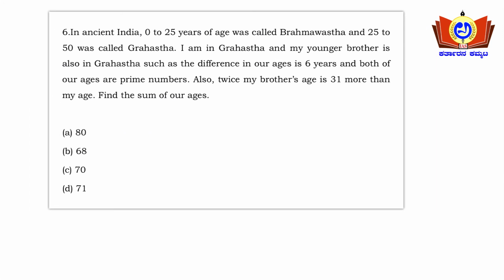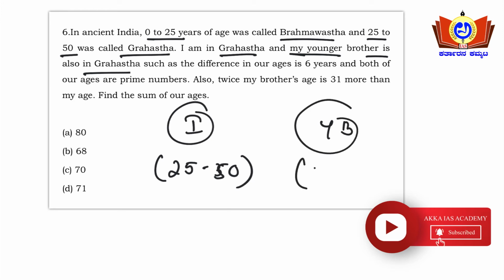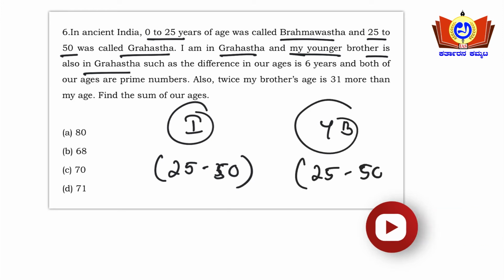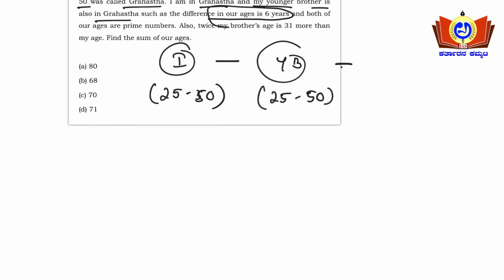In ancient India, 0 to 25 years age was called Brahmacharya, and 25 to 50 was called Grihastha. I am in Grihastha, which means my age will be between 25 and 50 years. And my younger brother is also in Grihastha, so my younger brother's age is also between 25 and 50 here, such that the difference in our ages is 6 years. So myself minus younger brother, the difference will be 6 years here. Yes or no? And both of our ages are prime numbers.